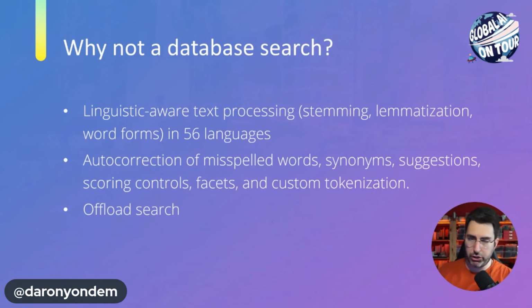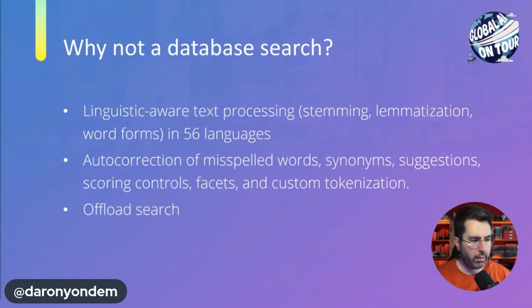Synonyms. I mean, there are a bunch of other features of Azure Cognitive Search that I didn't talk about because they're not necessarily AI related. So synonyms is one example. Suggestions, scoring controls, faceted search, which isn't easy if you wanted to do that on a regular database, custom tokenization, and offloading the search. I mean, offload it somewhere else, more high performing, and get your database to do what databases do, right? So those are the reasons.